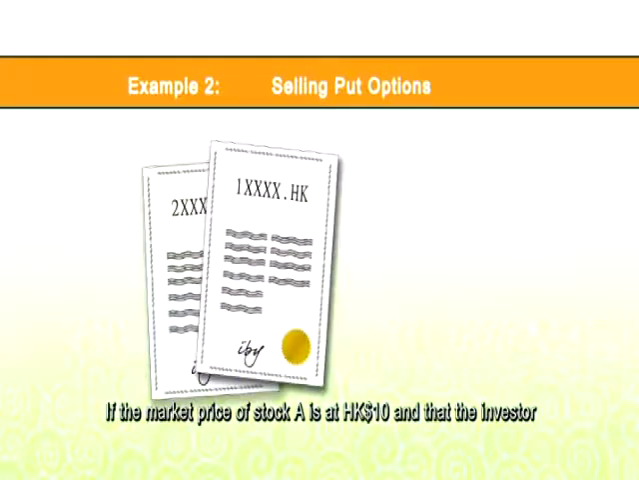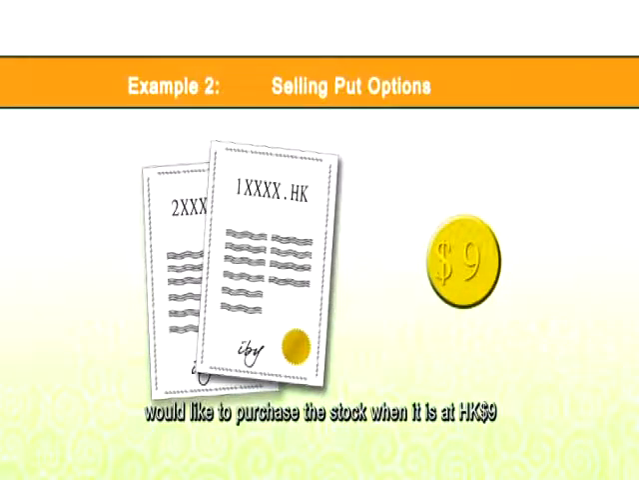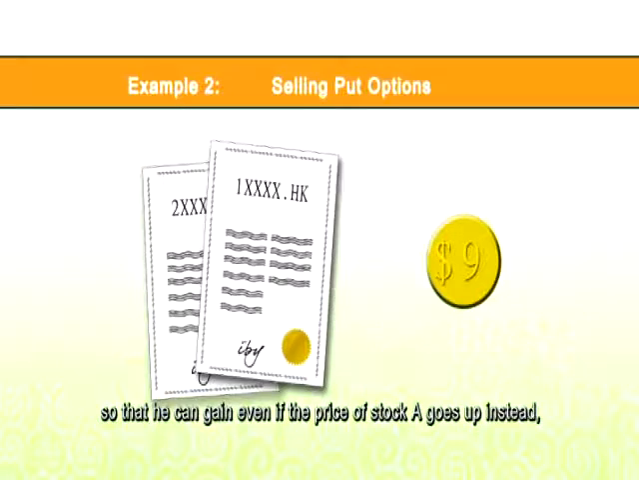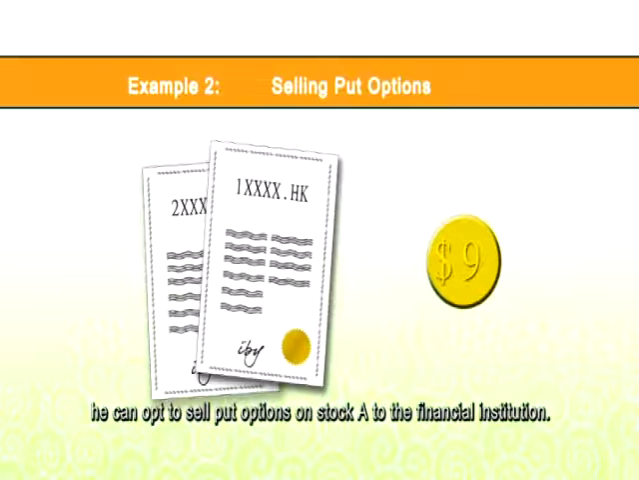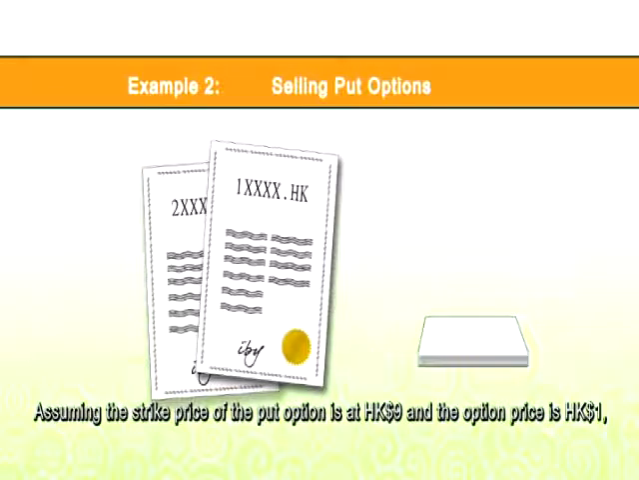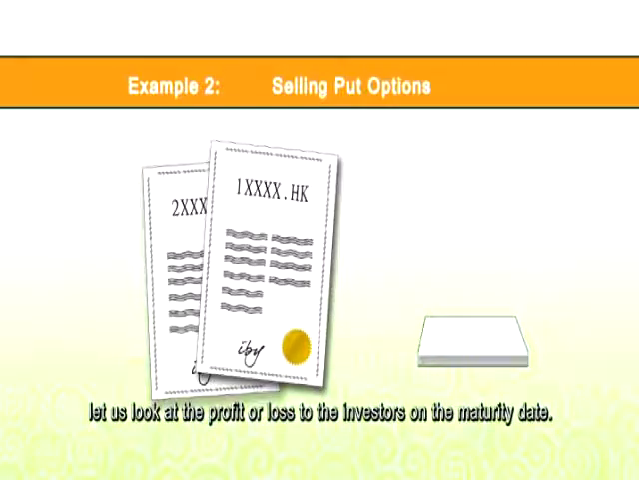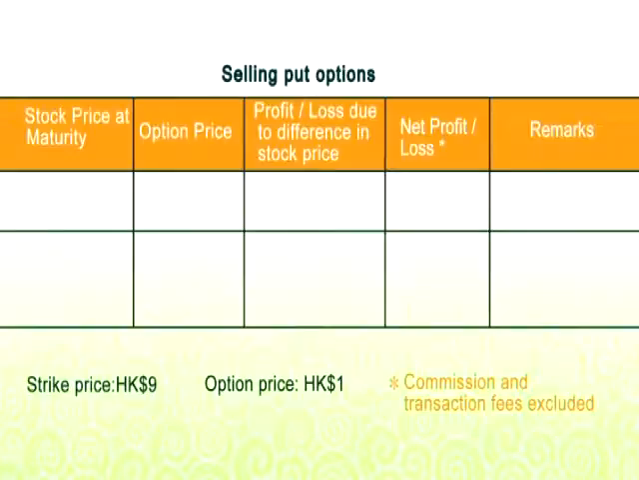If the market price of stock A is at 10 Hong Kong dollars and the investor would like to purchase the stock when it is at 9 Hong Kong dollars so that he can gain even if the price of stock A goes up instead, he can opt to sell put options on stock A to the financial institution. Assuming the strike price of the put option is at 9 Hong Kong dollars and the option price is 1 Hong Kong dollar, let us look at the profit or loss to the investors on the maturity date.